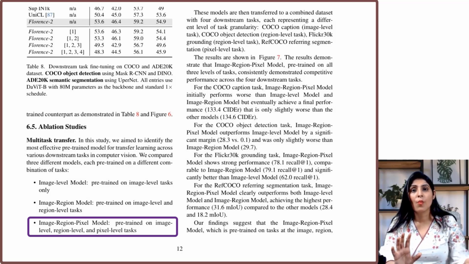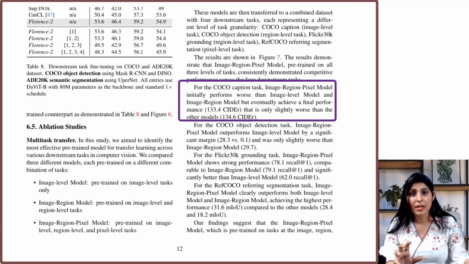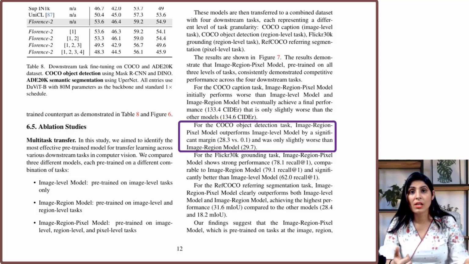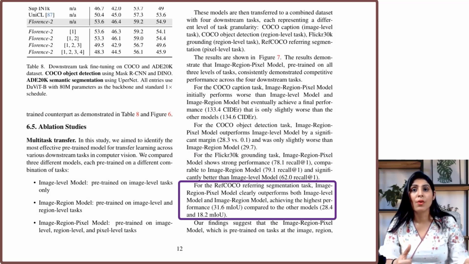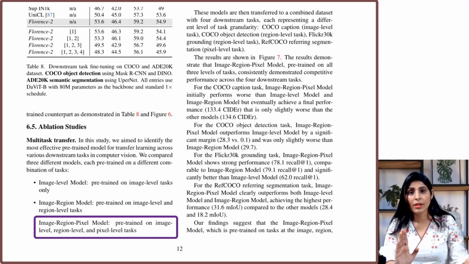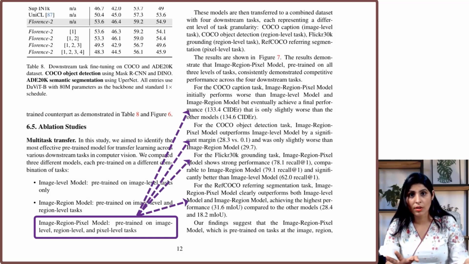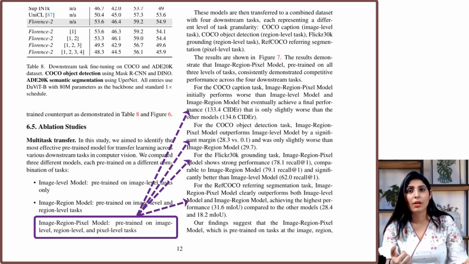These 3 models were tested on a dataset containing 4 types of tasks. The first task is COCO caption, the second is COCO object detection, the third is Flickr30K grounding, and the fourth is RefCOCO referring segmentation. All these models were tested on these 4 tasks, and the key finding is that the image region pixel model performed the best across all 4 tasks compared to the other models. So the image region pixel model was the best.